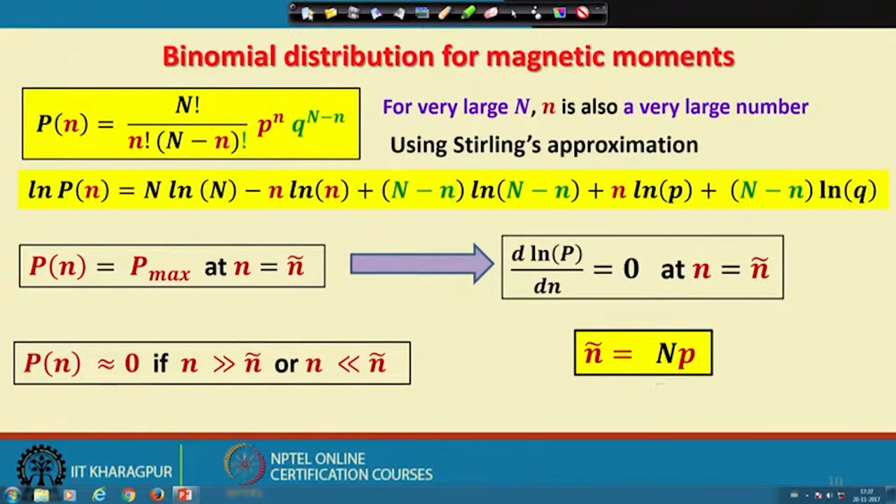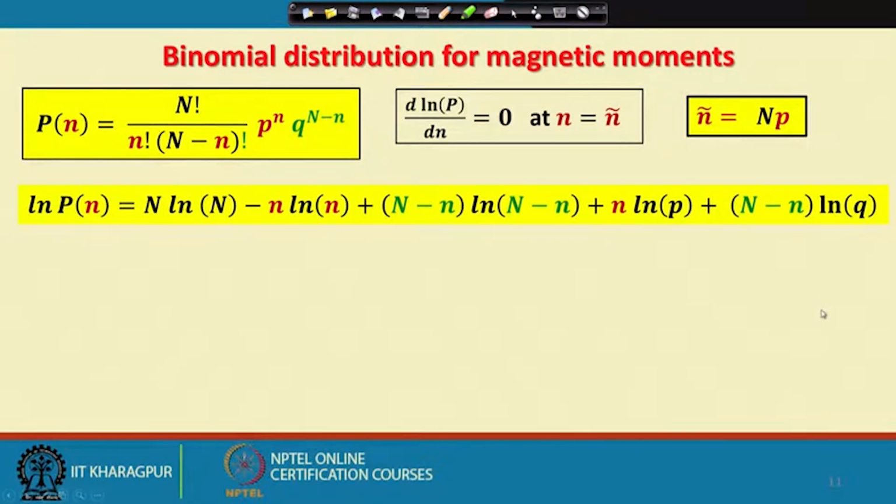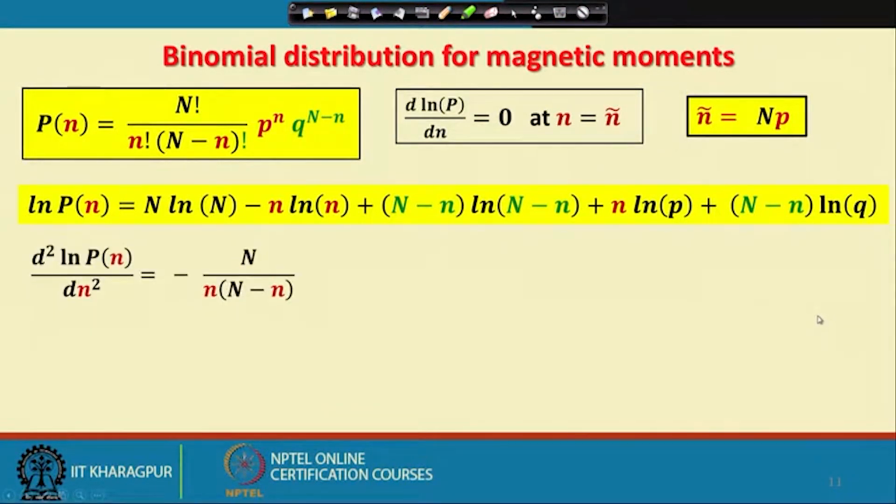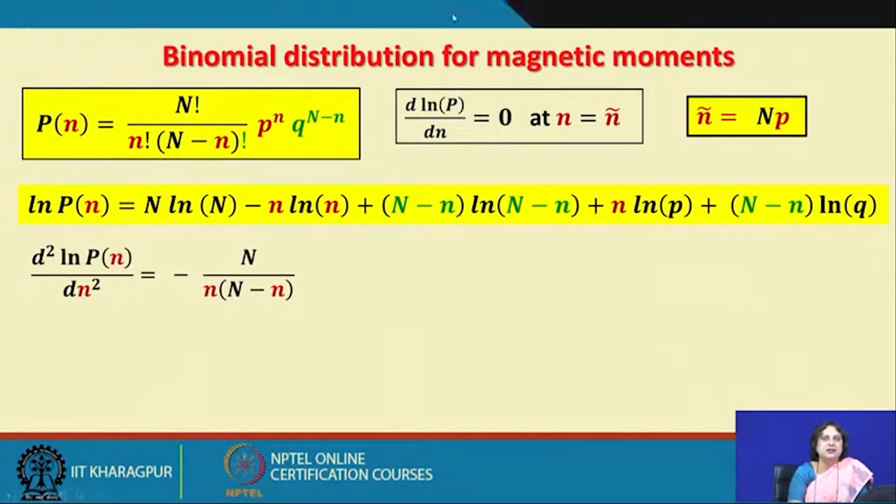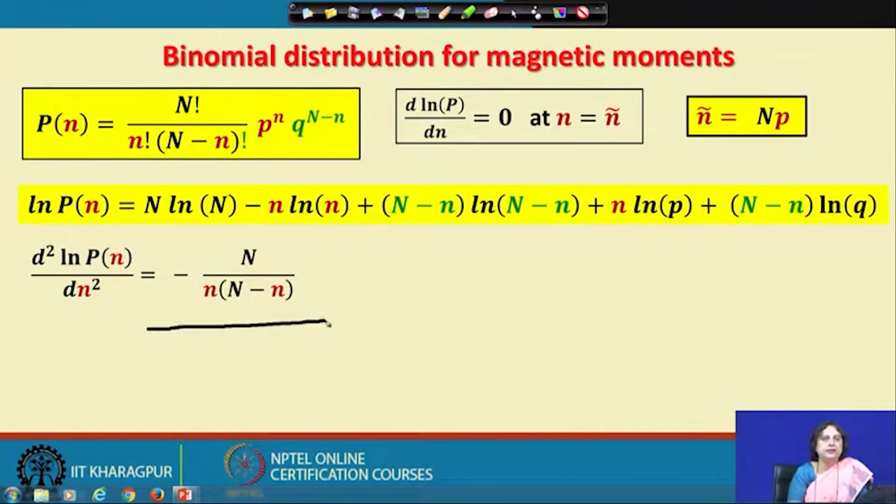Now, once we understand this, let us go one step further and try to see the consequence of this equation. I can take the second derivative of ln P n with respect to n, and you can very easily show that this second derivative will be given by this expression.